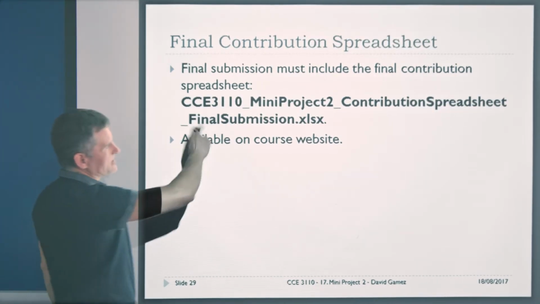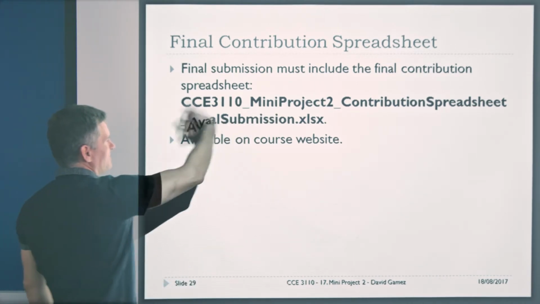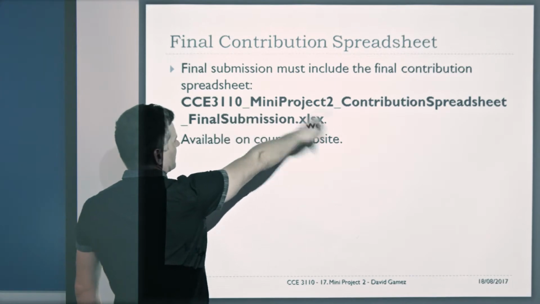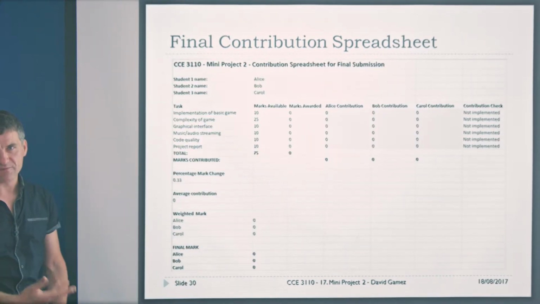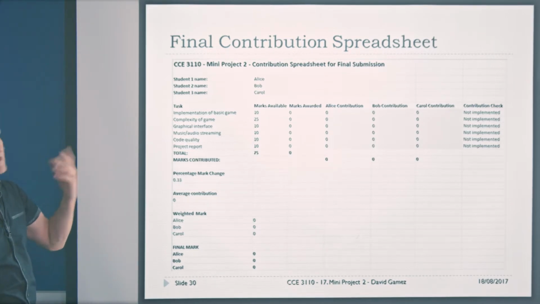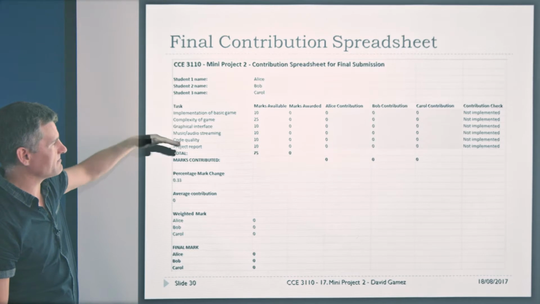Your final submission must include the final contribution spreadsheet. This will be a separate submission tab on the submission where you submit it online. And that's the spreadsheet there, available on the course website. So this works in exactly the same way as the spreadsheet that I've just explained, except here are all the features that you can get marks for.